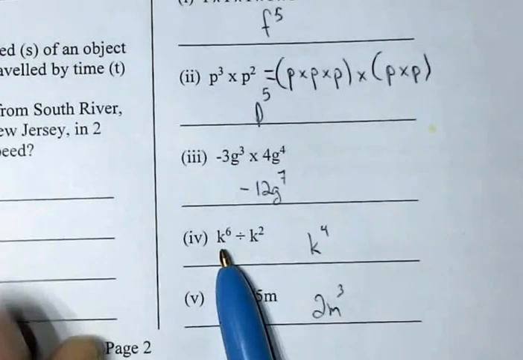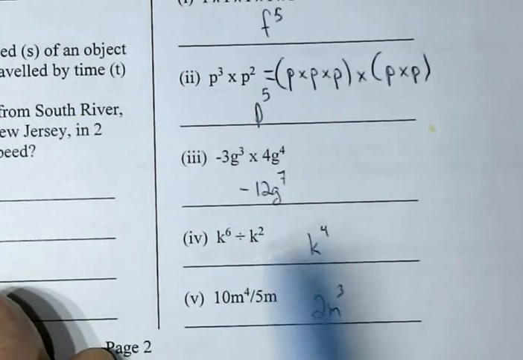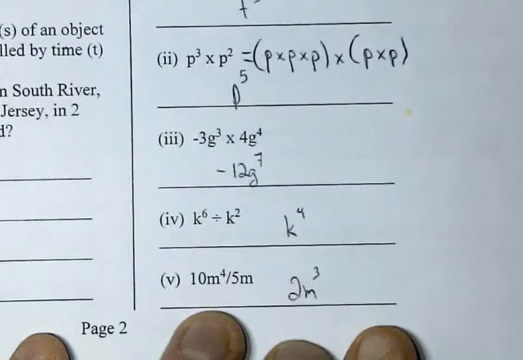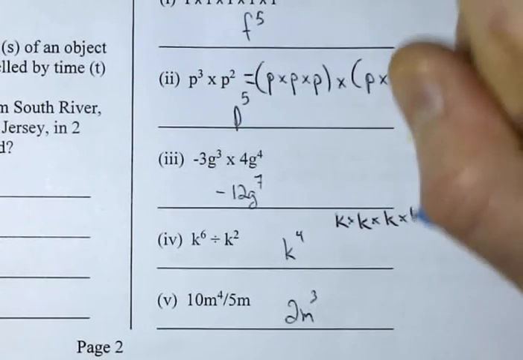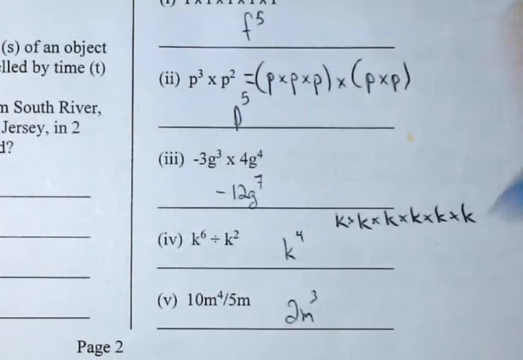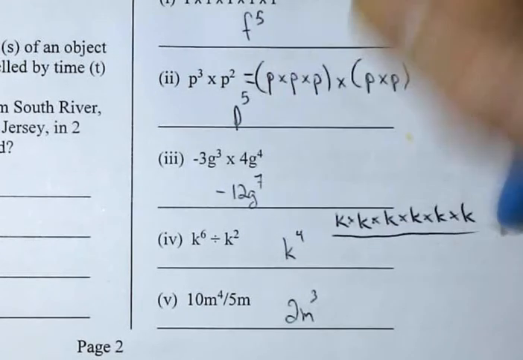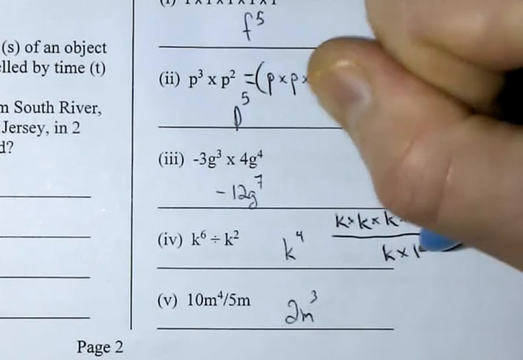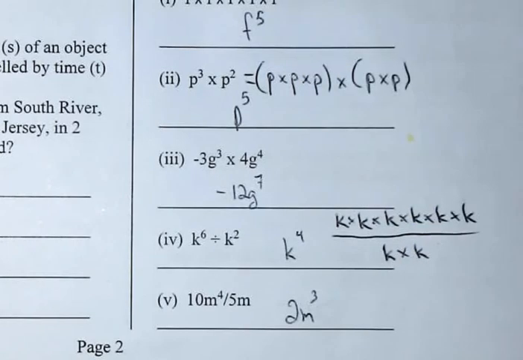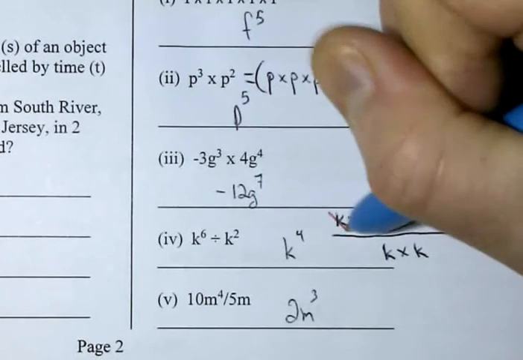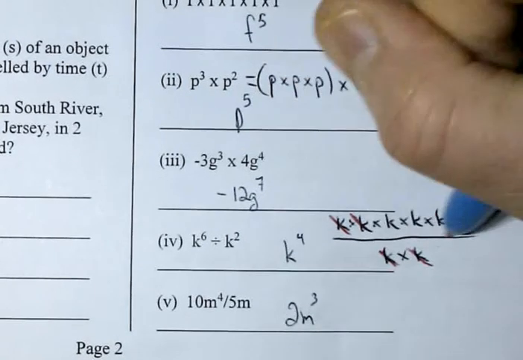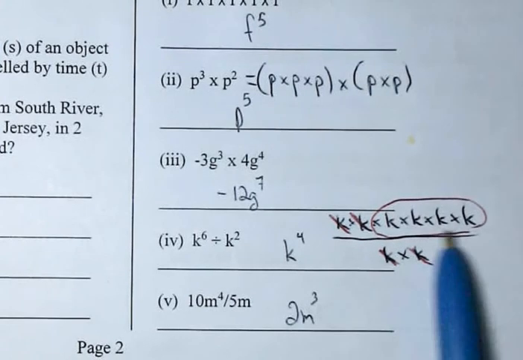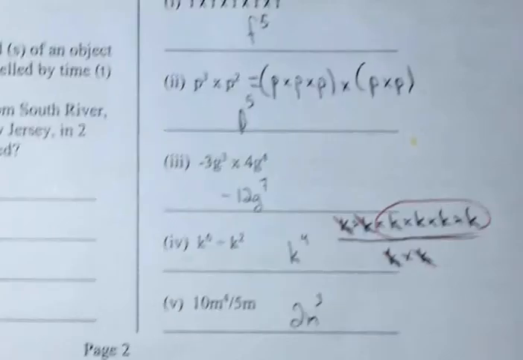Next one, k to the power 6 divided by k to the power 2. If I were to write that out long ways, I would have k times k times k times k times k times k. So there's my k to the power 6. Dividing that by k times k. What's something divided by itself? 1. So the k divided by k, that one cancels that one, and that one cancels that one. What am I left with? Yeah, and k times k times k times k is k to the power 4.